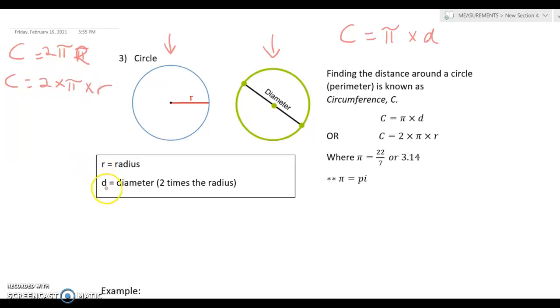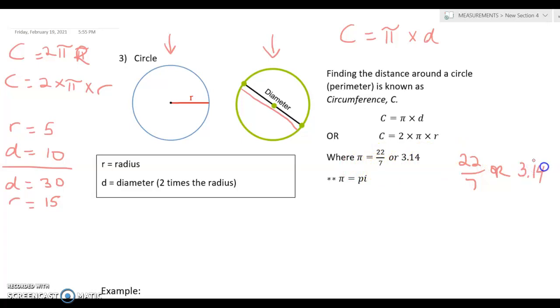Now you need to remember that the diameter is 2 times the size of a radius. So let's say the radius is 5, the diameter is going to be 10. Or in reverse, if the diameter is 30, the radius will be half of that, which is 15, right? And pi is usually used as 22 over 7 or 3.14.